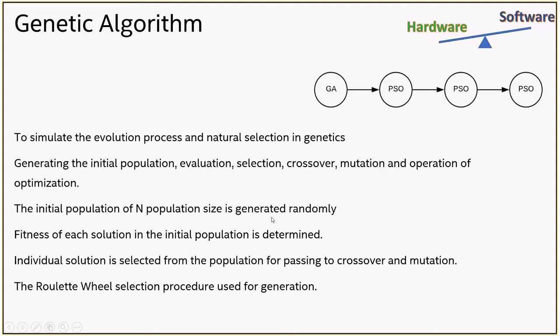So the initial population will be selected randomly and the fitness will be calculated over this population. Once the fitness is computed, those chromosomes will be selected for either crossover or mutation. The entire thing will be carried out using roulette wheel selection, meaning whoever has the maximum fitness will be selected. So it's a very easy concept: whoever wins the maximum fitness gets selected for the next level.